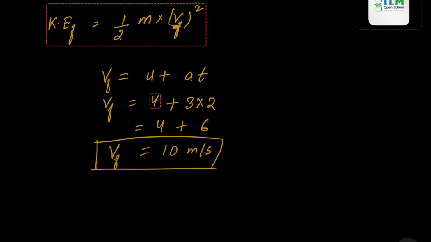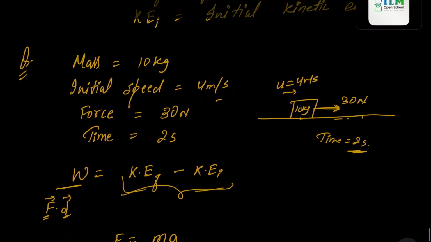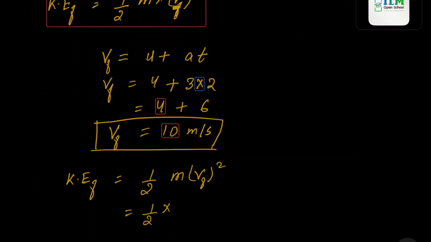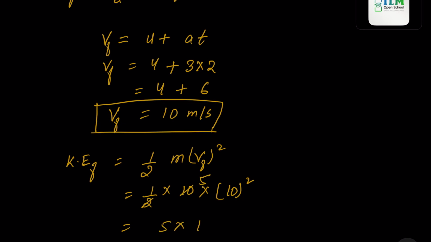So I get it. Now I can find out kinetic energy final. Half m vf square. Half m is 10 kg, into vf square, square of 10. This cancels out, gets 5. So 5 into 100 and it comes out to 500 joule.